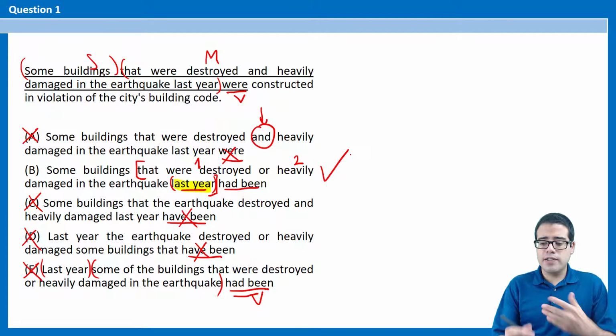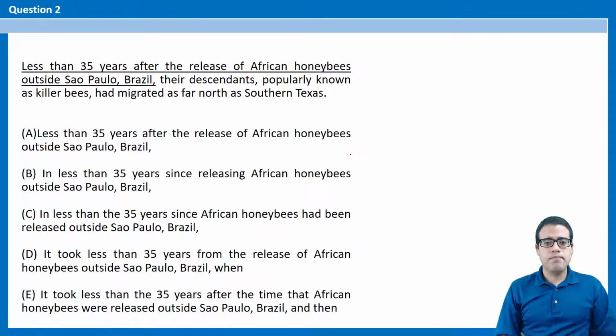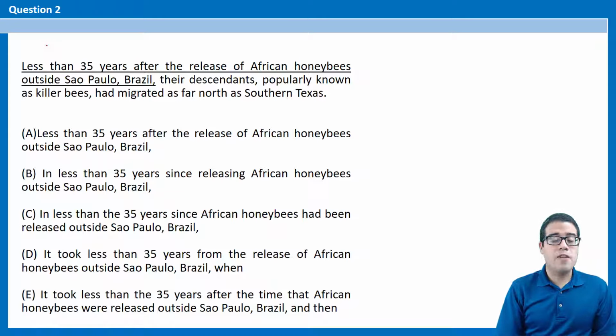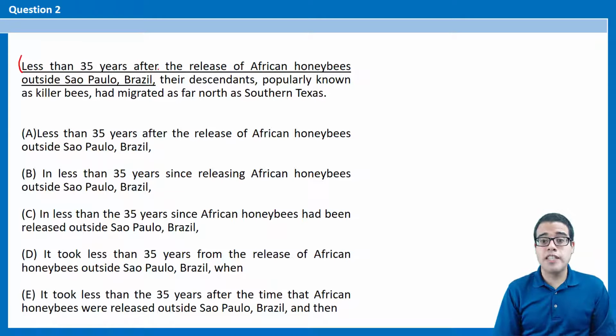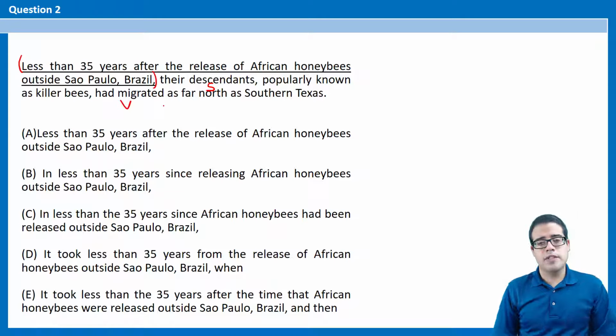Okay, so let's take a look at something a bit more difficult. For example, notice that in this question, you have a modifier at the beginning. Less than 35 years after the release of African honeybees outside Sao Paulo, Brazil, what happened? The subject is their descendants, and the verb is had migrated. So the main verb uses the past perfect.